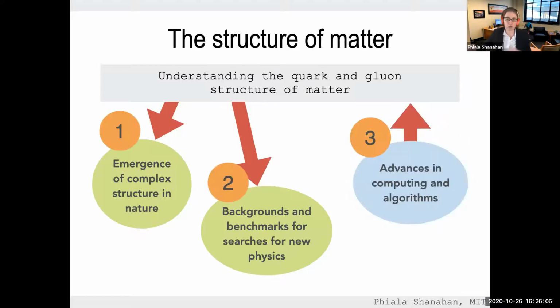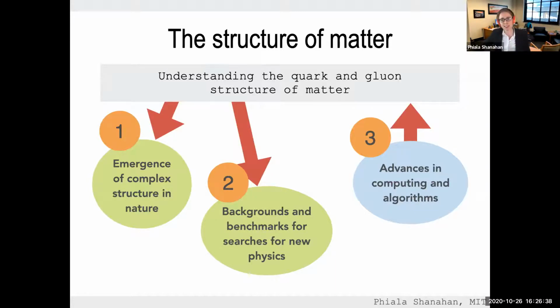Of course, these 2 goals are tightly enmeshed, but we'll go through, after a little bit more introduction, some examples where we're really seeking to understand the structure of protons and nuclei. And then we'll go through some examples of how that can help us constrain backgrounds and benchmarks for new physics. And then finally, I'll come to how advances in computing and algorithms are really driving this first principles understanding of the standard model forward and what we can expect in the future.